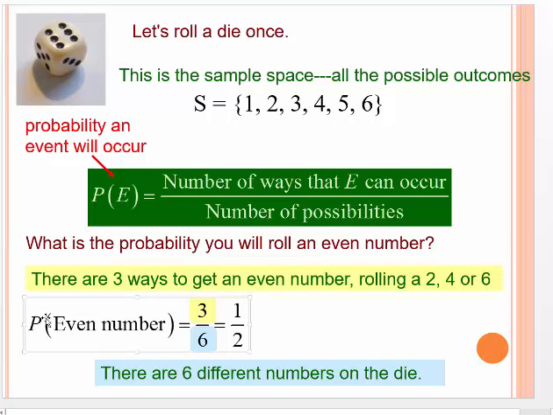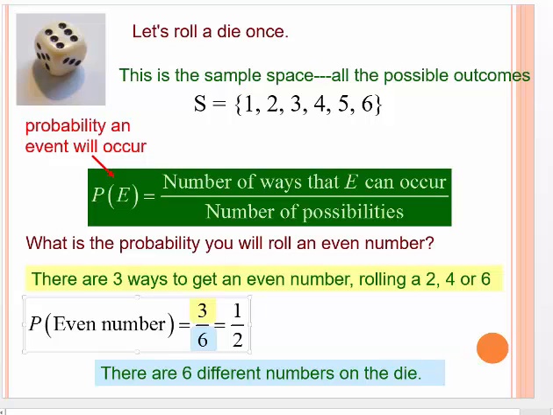Down here, I'm going to put my probability statement: probability, even number. The numerator of the fraction is the number of ways E can occur. There are 3 ways that you can roll an even number: 2, 4, 6. That goes right here. I'm going to divide that by the total number of possibilities. There are 6 different numbers on the die. So the probability to roll an even number would be 3 out of 6, which simplifies to 1/2, or you could write that as 0.5. That's a very simple way to compute probabilities: the number of ways it could happen divided by the total number of possibilities.